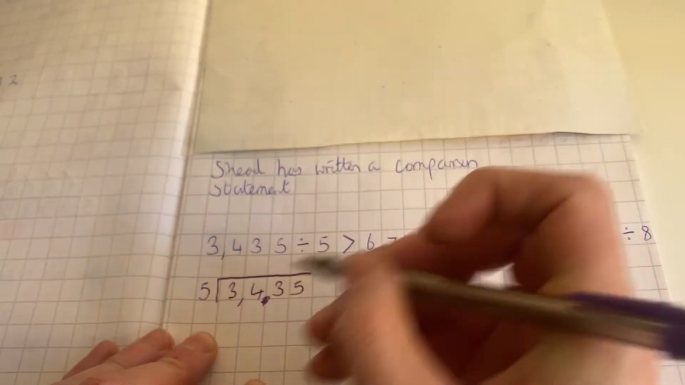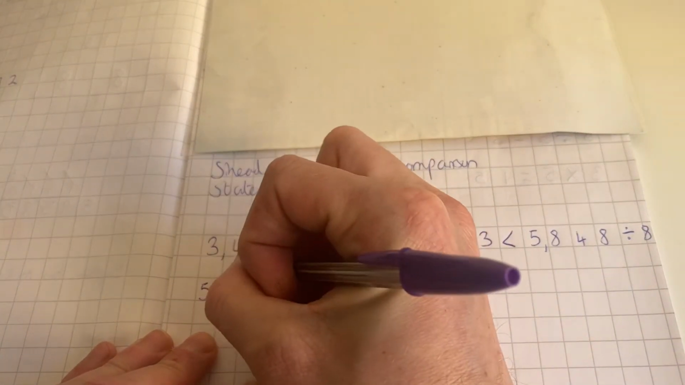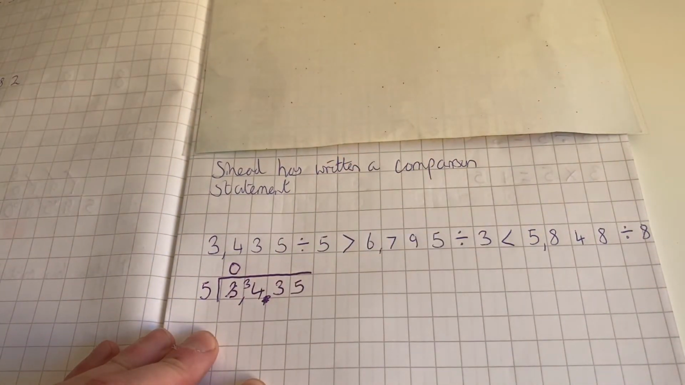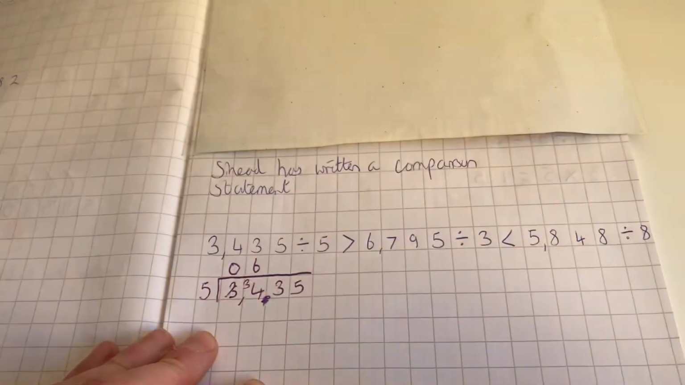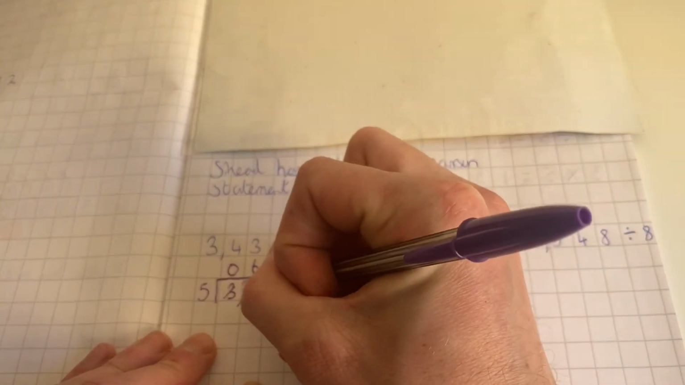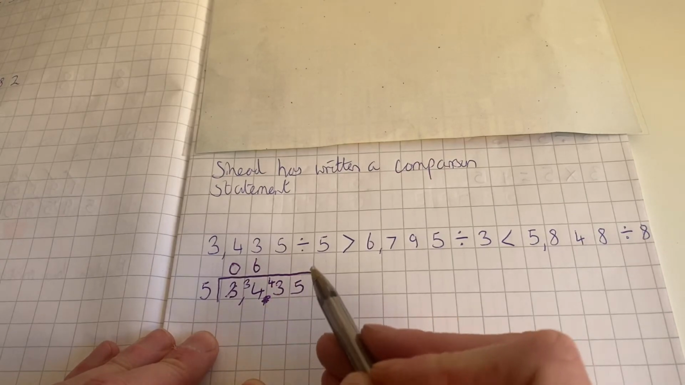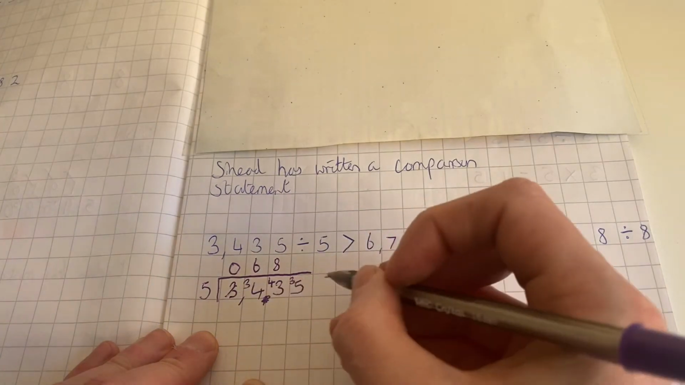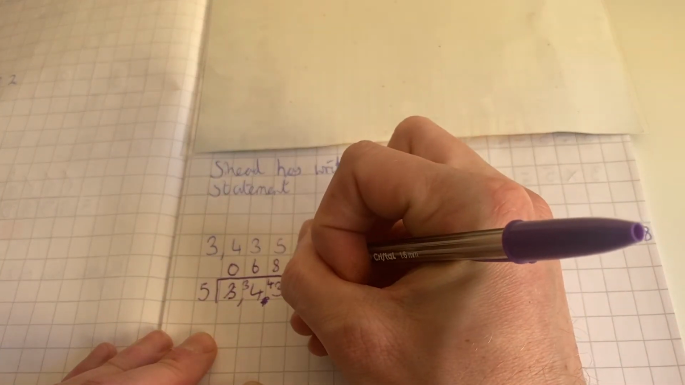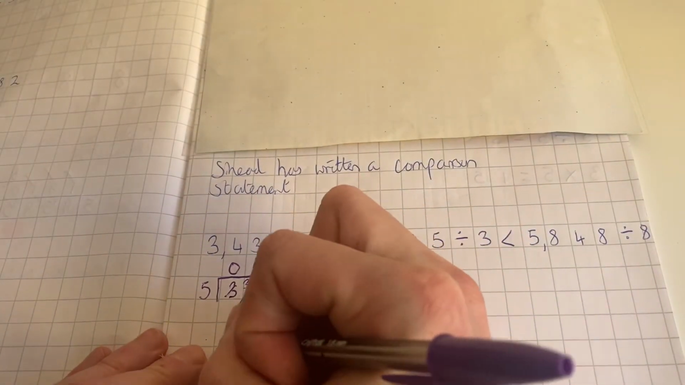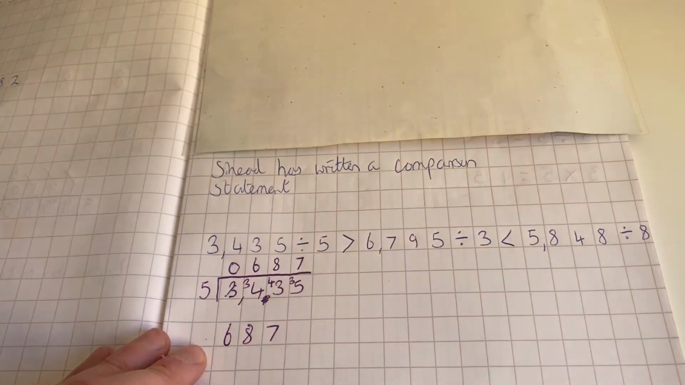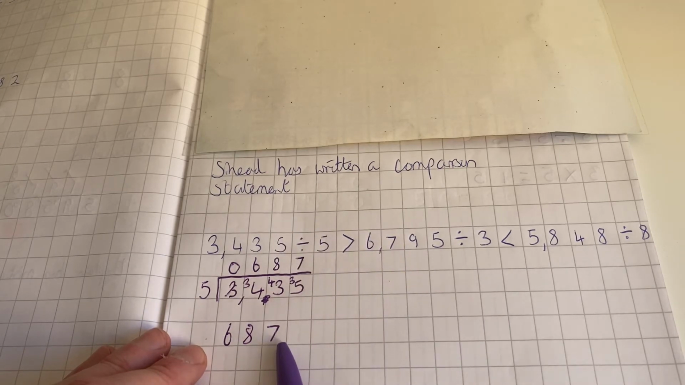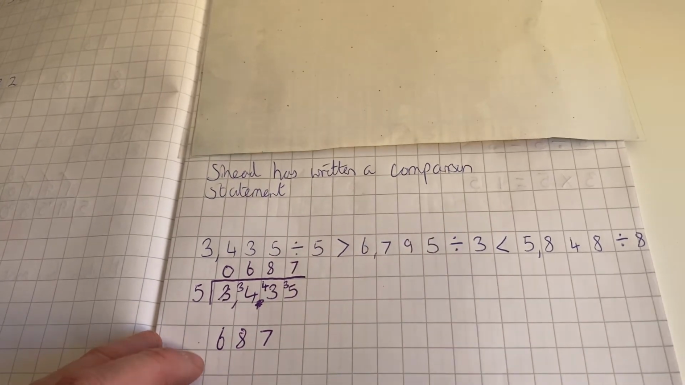5 goes into 3 0 times. So we carry that 3 across. 5 goes into 34 6 times, and it has 4 remaining. 5 goes into 43 8 times, and has 3 remaining. And 5 goes into 35 7 times. So that answer is 687. So for this statement to be correct, this number needs to be bigger than the answer produced here. So let's work it out.